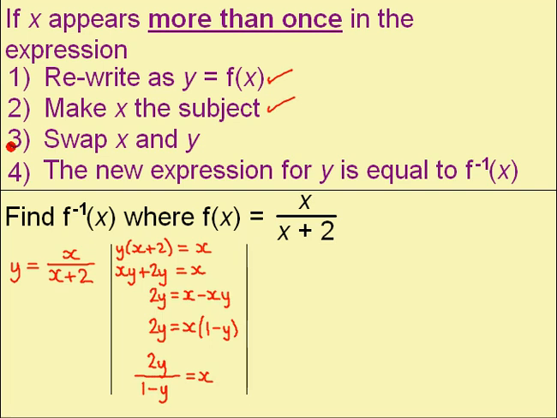For step 3, I need to swap x and y. So what that means is get this part here, and wherever it says y, put x, so that's 2x over 1 minus x, and wherever it says x, put y. That's step 3 done. The final step tells me that the expression I've just found is equal to the inverse function. So I've got the inverse function, and that is 2x over 1 minus x.